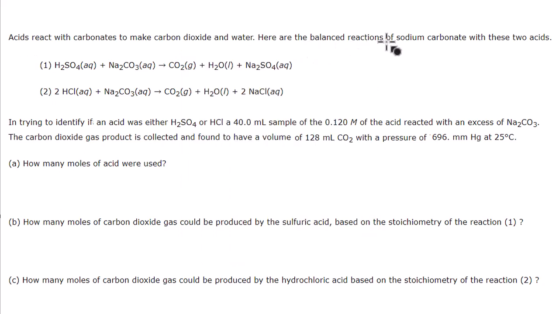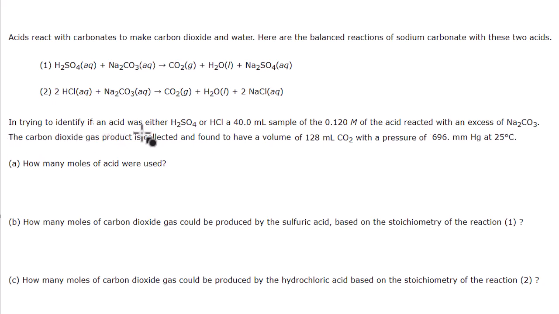Here are the balanced reactions of sodium carbonate with these two acids. Sulfuric acid reacts with sodium carbonate, of course, and we've got our CO2 fizzing away as a gas, some water, and the sodiums are there with the sulfates as spectator ions. Hydrochloric acid does the same thing, except you'll need 2 moles of hydrochloric acid for 1 mole of the carbonate. These two hydrogens are required. Our sulfuric acid is one of our double acids. Let's continue with the problem.